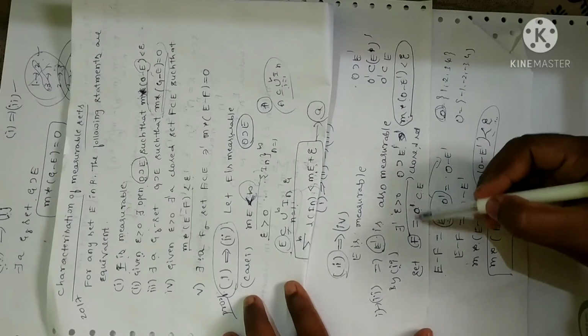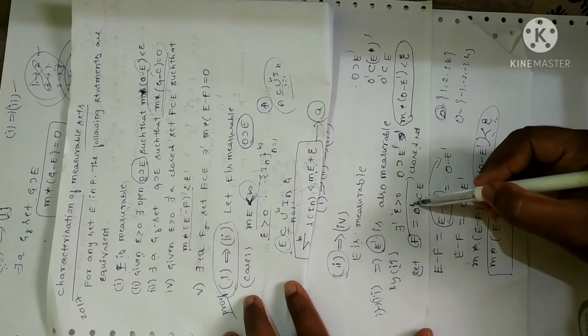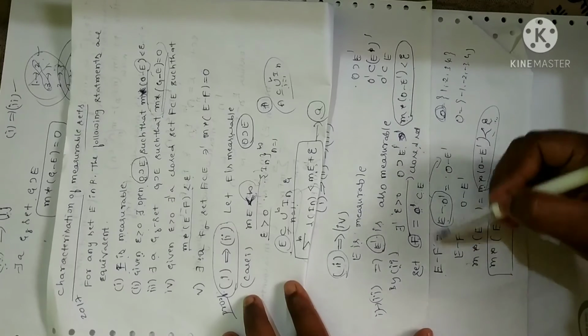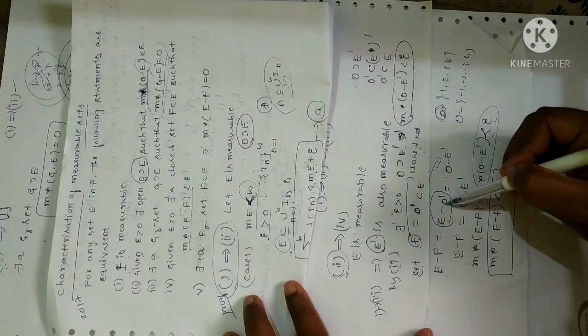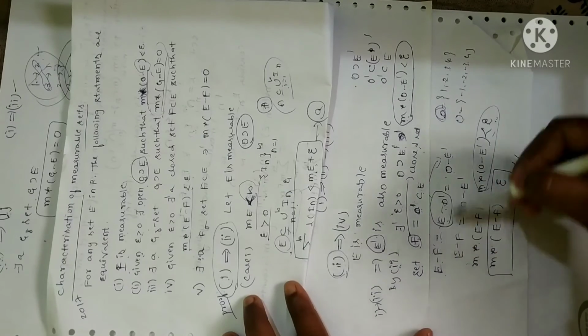Now, let me set F as O complement. Why? Because if O is open set, its complement will be closed. So F is closed set now. I have subtracted both from a set E. So for a complement set, closed set, I can rewrite this as O minus E complement. Fine. So that is what I have written.